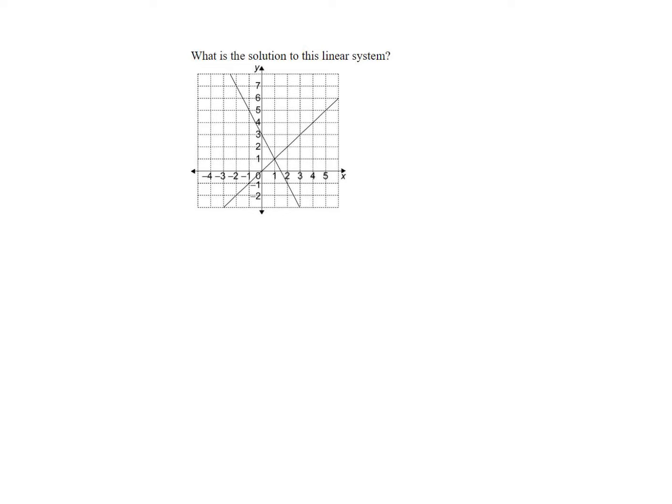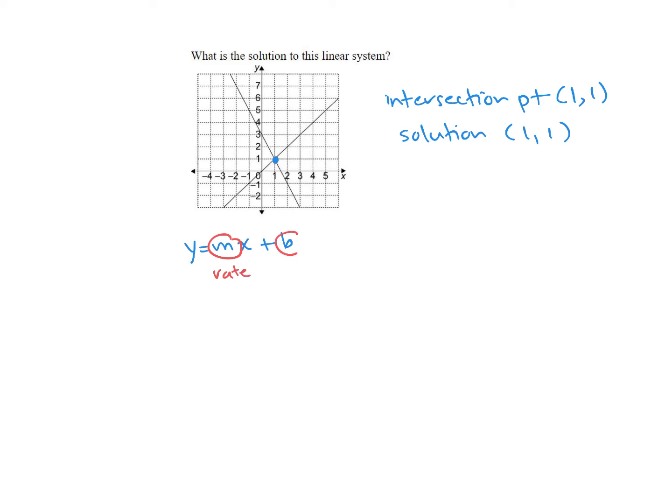Then we might want to solve a linear system. So here I can see that the intersection point is at (1, 1). We might also call that the solution. So how do we know what these lines are? How can we check to see if this point is correct? Well, we should be able to find the equations of these lines by looking at the rate of change and the initial value. So remember, we have a rate and we have an initial value.